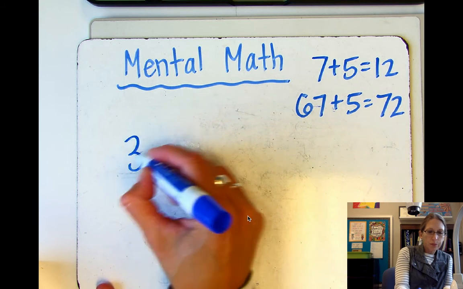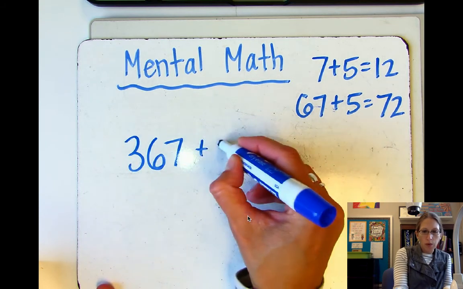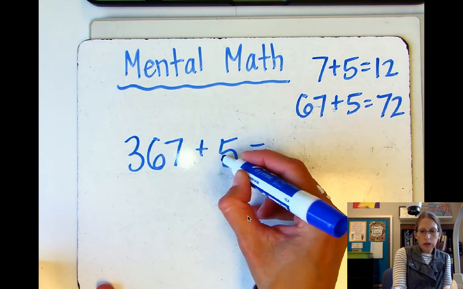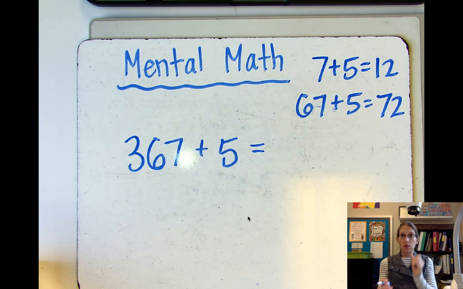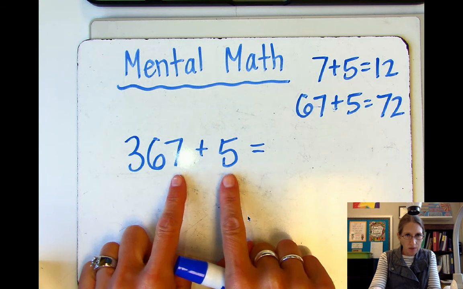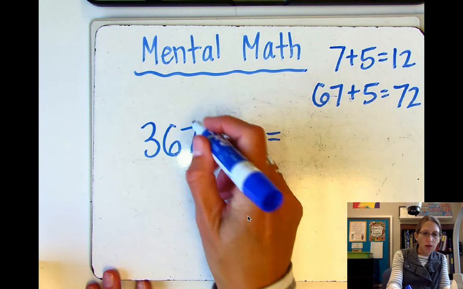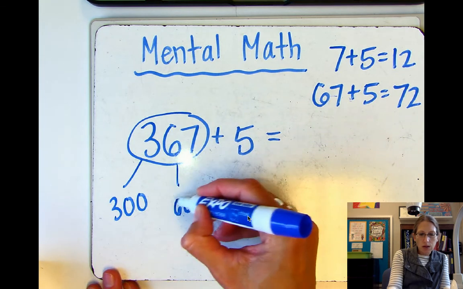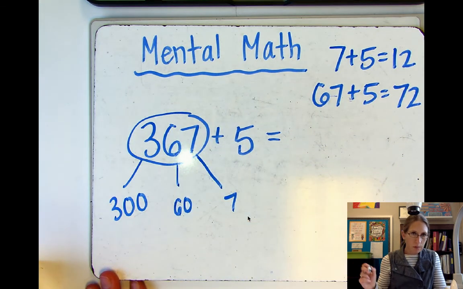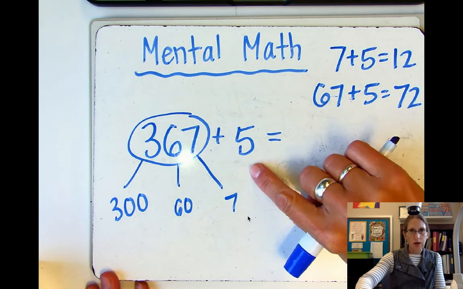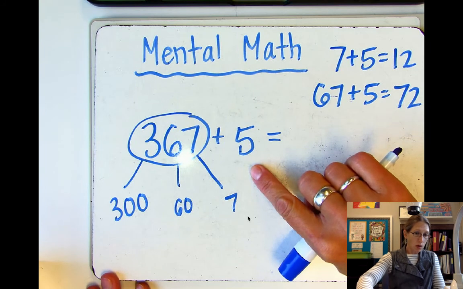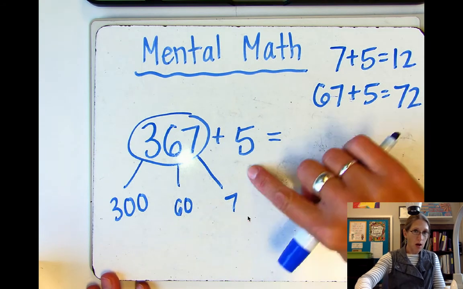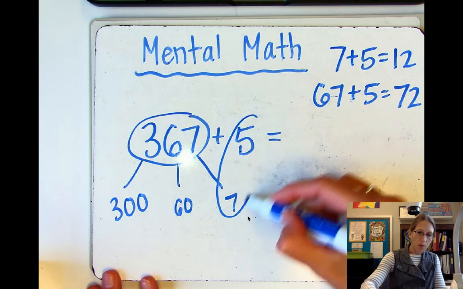What about this one? 367 plus 5. Well, we know that 6 plus 5 is 12. So we could think about, well, let's break this number apart. This number is made of a 300, a 60, and 7 ones, right? We already know 7 plus 5 is 12. We also know 60 plus 12 is 72, right? We solved that over here.